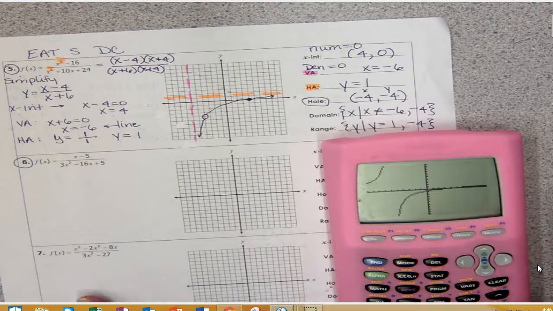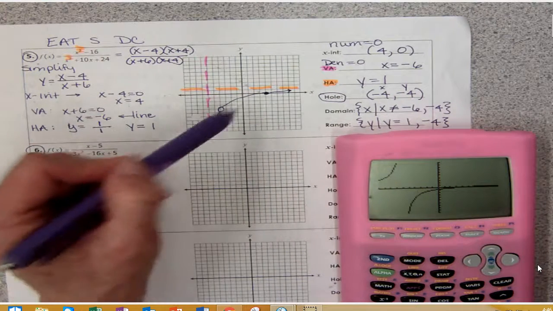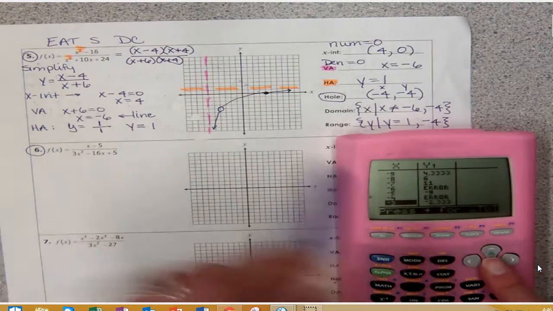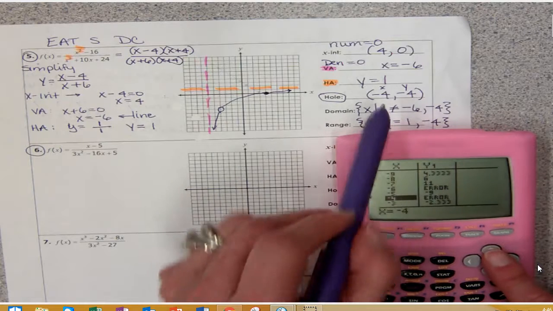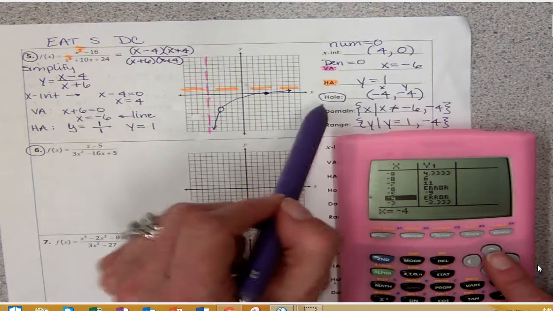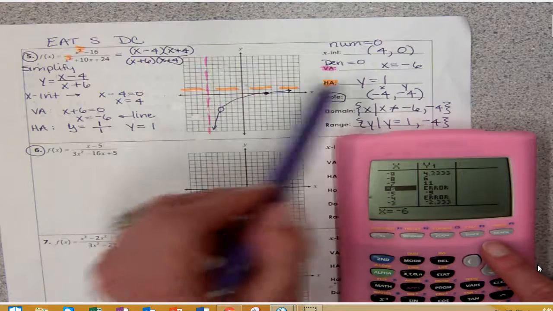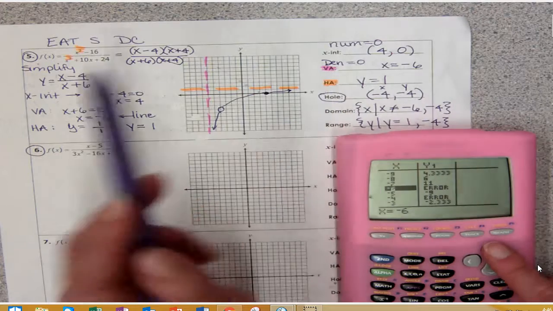Alright, so here's your graph. Just to get a good indication, I noticed that this is about right, but I'm going to look at my table to see if I have asymptotes where they're supposed to be. Here at x is -4, I have an error, which is perfect because that matches the hole. When x is -4, I have a hole, so that's what I want. When x is -6, there's an error, and that's perfect because that matches my vertical asymptote.